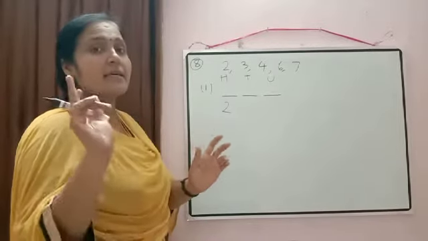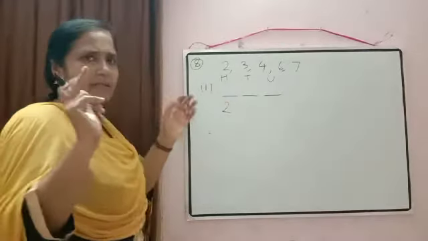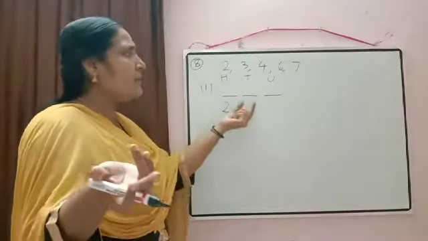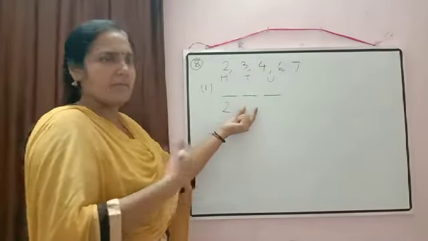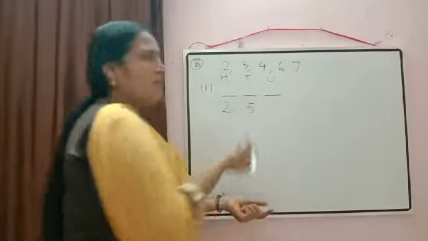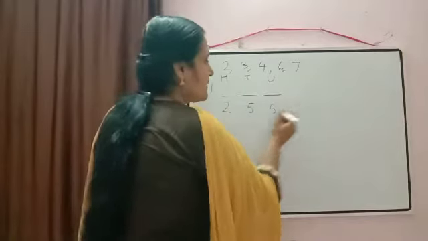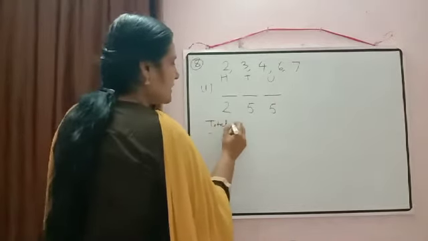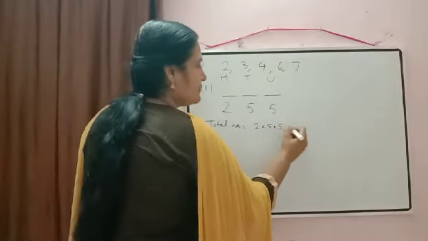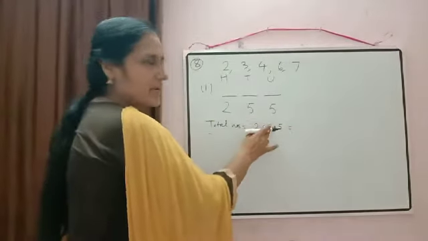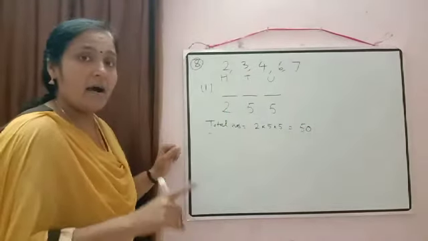Just to check, we are doing the case repetition allowed. So we filled the hundreds place. Since repetition is allowed, any of these 5 numbers can come here. So this place can be filled in 5 ways. Unit place also can be filled in 5 ways. So just write down, total numbers is equal to 2 into 5 into 5, which is 5 5s are 25, 2 25s are 50, if repetition is allowed.